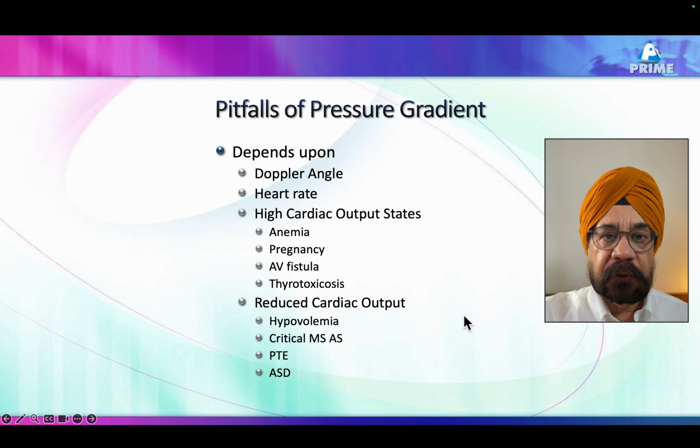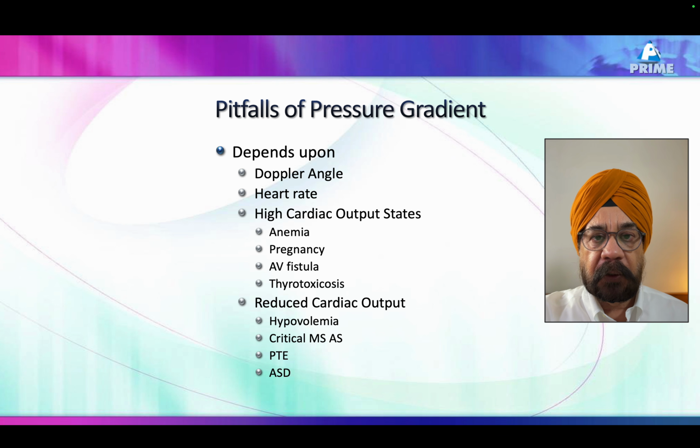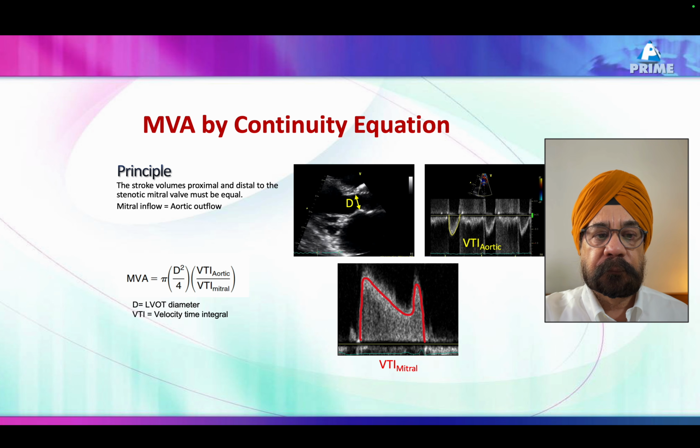So a lot of conditions can change the pressure gradient across the mitral valve. It's not a very accurate method. By the continuity method, I discussed it in one other talk.